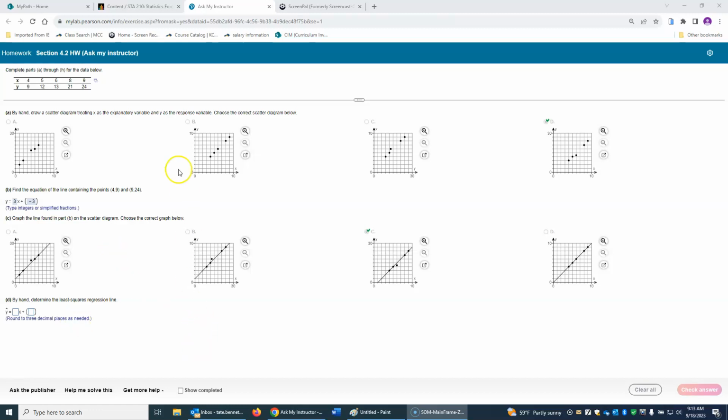Oh, I saw your question in the email here. Complete parts A through H. I didn't know which parts you wanted, so I'm going to work A through D to help you out with getting it started. So first thing, draw a scatter diagram.